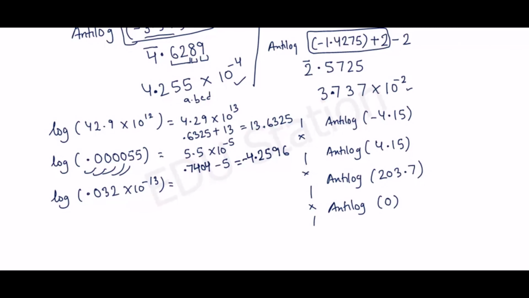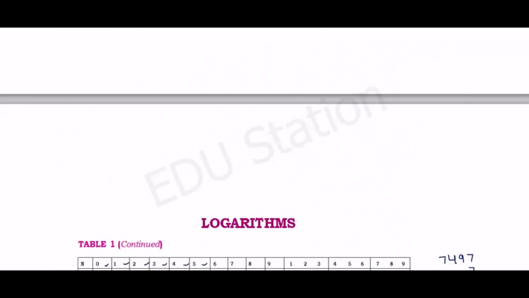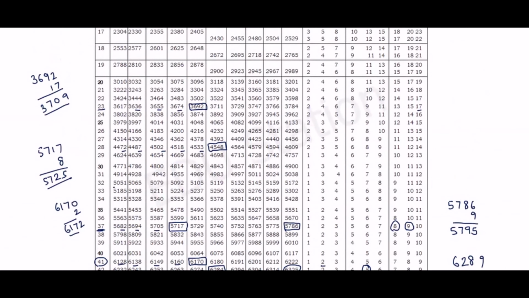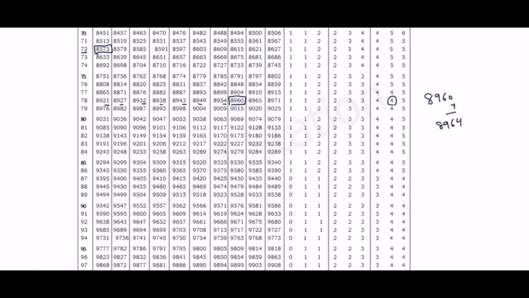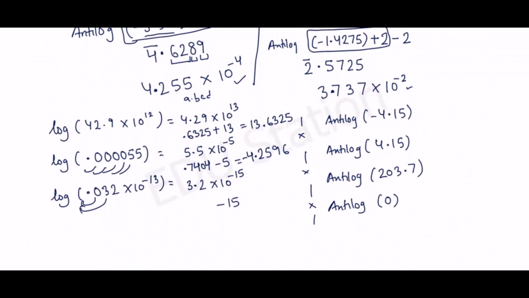Next one, it is already minus 13. So you go 1, 2. So it will be 3.2 into 10 to the power minus 15. So I look at log minus 15. 10 to the minus 15, log as it is will be minus 15. So 3.2, that means I'll go to 32 in the log table. In 32 you have 5051 point minus 15. So minus 14.4949. This should be your answer. So all the 3 logs have been solved.